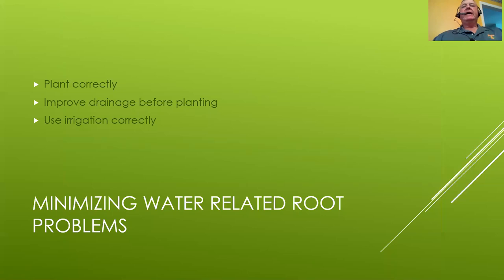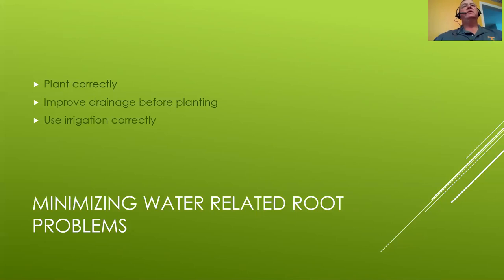What can we do to minimize water-related root problems? Well, first of all, plant the tree correctly. Don't plant the bush too deeply. Don't plant the tree too deeply. If you're planting into an area that may have poor drainage, that wants to hold water for a long period of time, do things to improve the drainage before you put the plant in the ground, because you're not going to change it after you put the plant in the ground. So if that means amending the entire planting area heavily, you do that. If that means that you dig a sump hole into the bottom of the planting hole as you plant those to help drain water away, you do that.